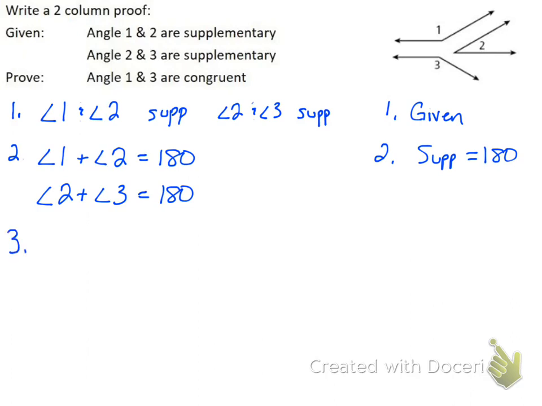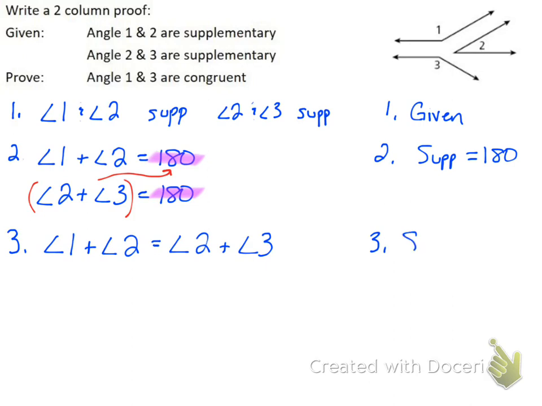Once I'm here, what I can realize is, again, I'm trying to get 1 and 3 equal to each other. So I have 180 in common between both of my angles. And so I can plug this into my 180, because since it's equal to 180, I can replace angle 2 plus angle 3 anywhere I see 180. So I can say that angle 1 plus angle 2 is equal to angle 2 plus angle 3. Again, I plug something in, so that's substitution.